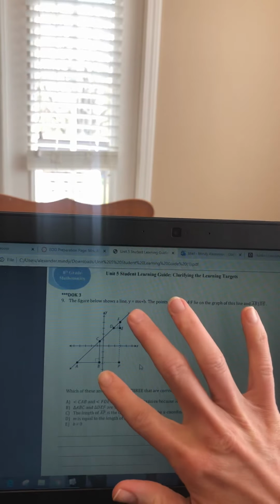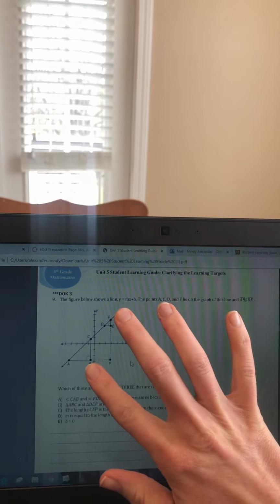And then B says that ABC and DEF are similar. We just said they are. These two triangles are similar, and that's because their sides are proportional, right? Their sides are proportional. That's what we mentioned earlier. So B is true. Let's write that down.